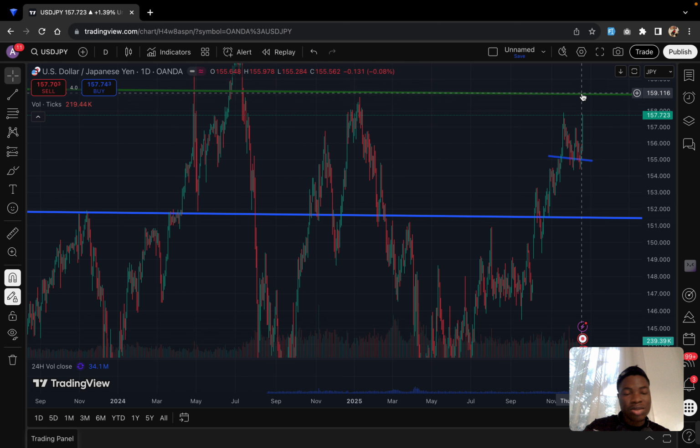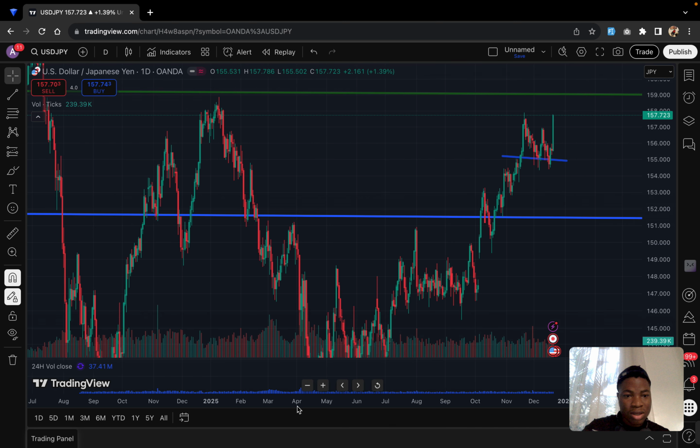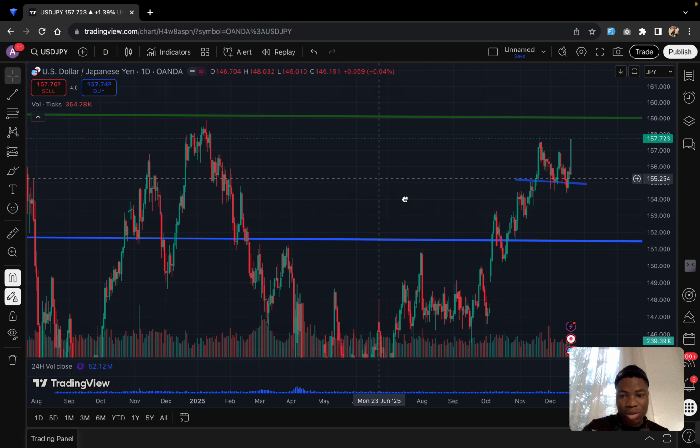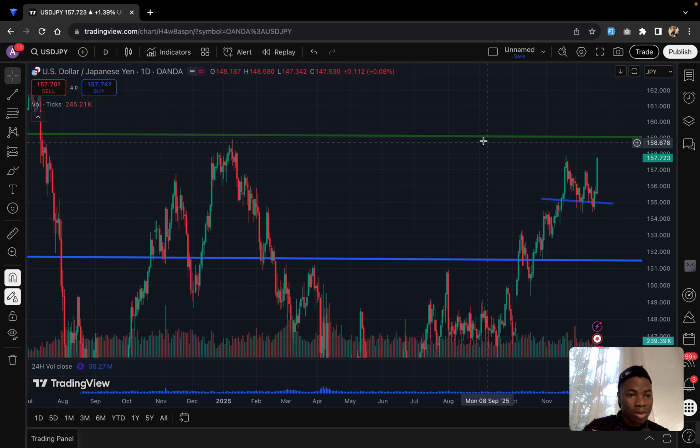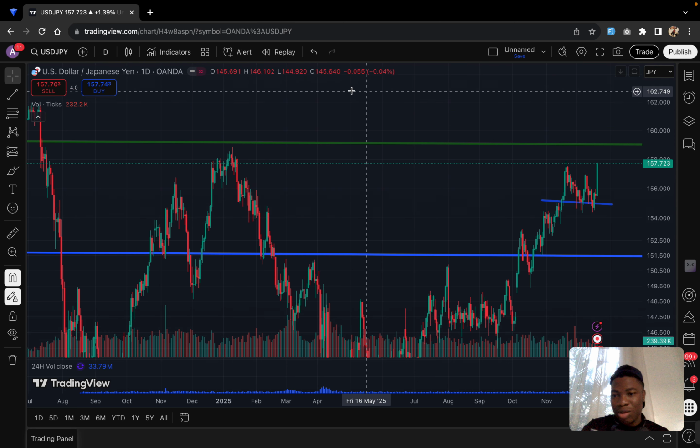So if it does get to this place, my bias for this week is a bullish bias, right? It's a bullish bias. I believe the market is going to break past this resistance, which is 159, and even go upward. Yeah, so that is my own bias.